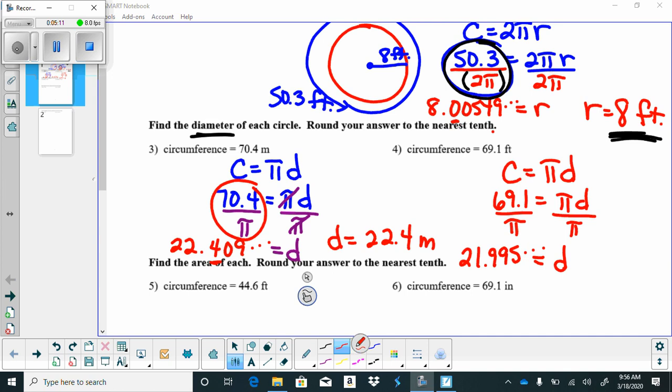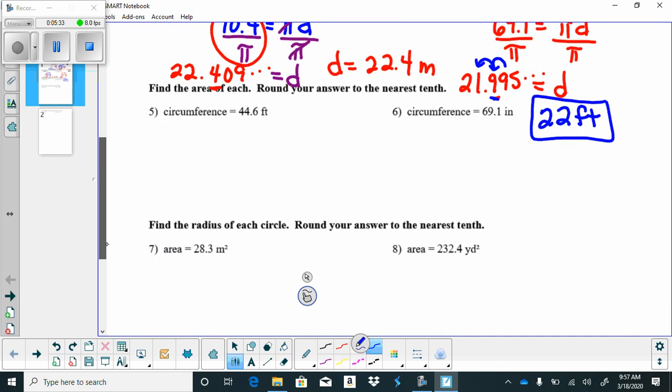Okay, check your answers. You round to the nearest tenth, so that 9 right there rounds up to a 10, which makes that round up to 22 feet. Your diameter is 22 feet. I hope you're doing this exactly the way I'm asking you to do this. You need to practice. Look at number 5.